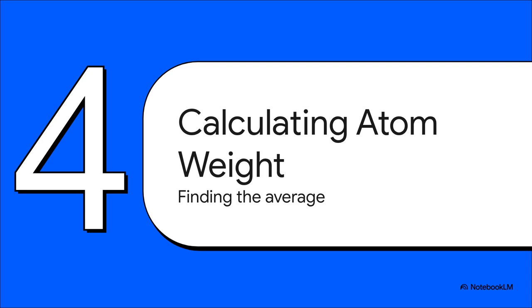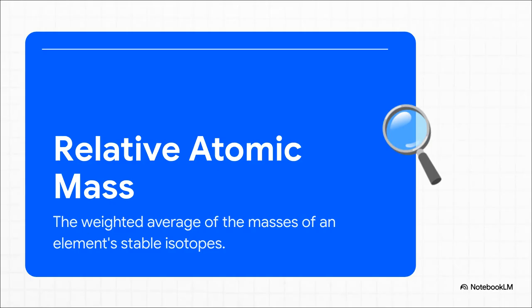Okay, section 4. So if elements have all these different isotopes with different weights floating around, how in the world does the periodic table list just one single number for atomic weight? Well, it's all about finding a special kind of average. That number you see on the periodic table is called the relative atomic mass. Now, this is key. It is not the weight of any single atom. Instead, it's a weighted average.